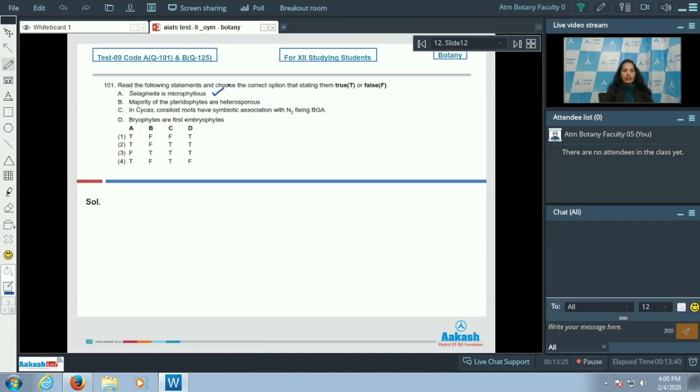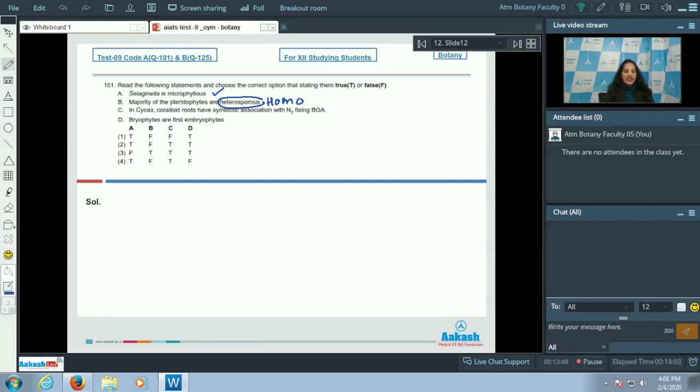B. Majority of the pteridophytes are heterosporous. No, majority of the pteridophytes are homosporous. This is the only group in the plant kingdom where you can find homosporous as well as heterosporous species. Otherwise, all bryophytes are homosporous. All gymnosperms and angiosperms are heterosporous.